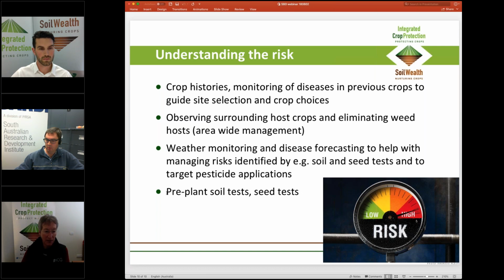And really, the last thing, and the important thing that Mike will now get into, is the pre-plant soil tests. Seed tests we cover, not here, but the pre-plant soil test. So I hand over to Mike.